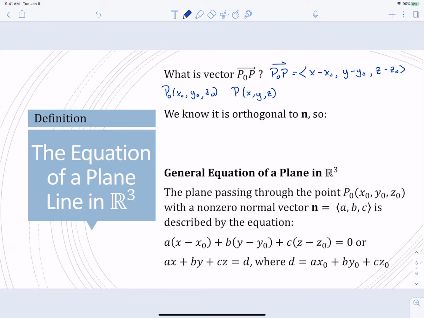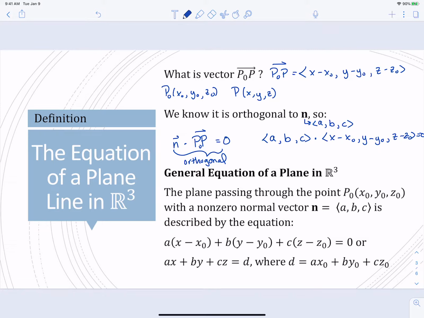Now we also know that this vector we make between those 2 points is orthogonal to that normal vector n. So remember, n is the vector a, b, c. So if we do the dot product of our normal vector with our p sub 0 p vector, we should get 0 because these two are orthogonal. So that vector a, b, c dotted with our vector up above is equal to 0.